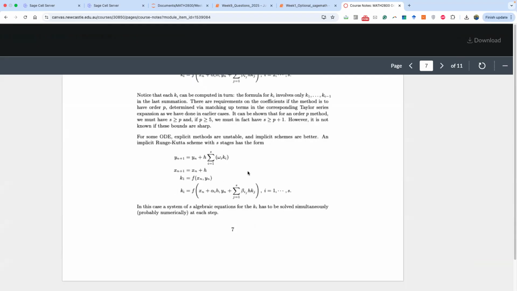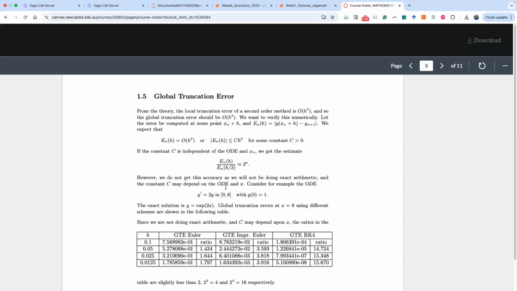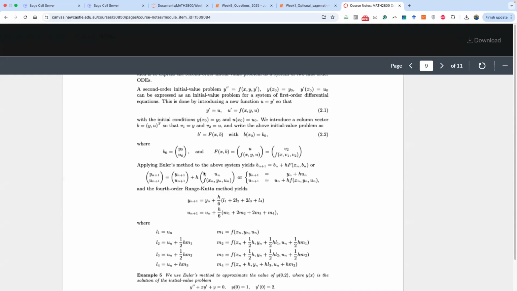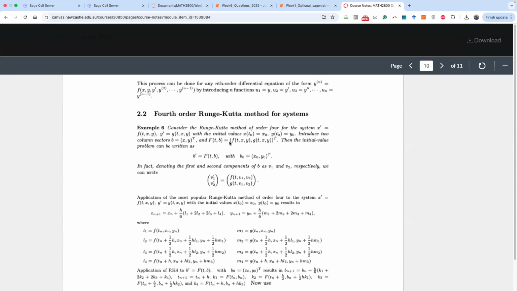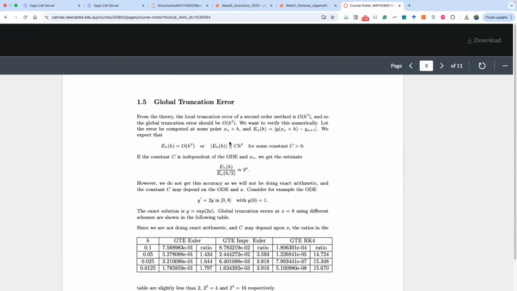O(h^4). Can I find it somewhere? Yes, it might be here. Okay, it's not here. Higher order, second order, fourth order. No, it's for the systems. Okay, anyway, it's O(h^4), so O(h^4) for order RK4. So let's go back here.